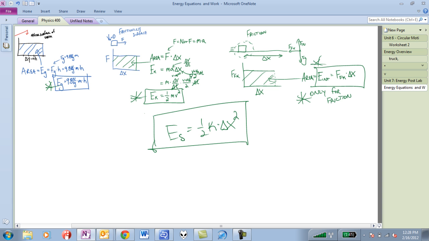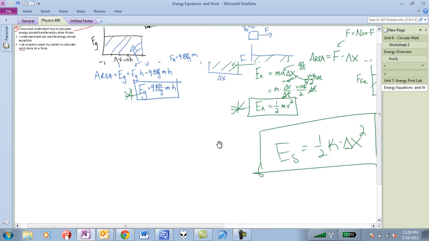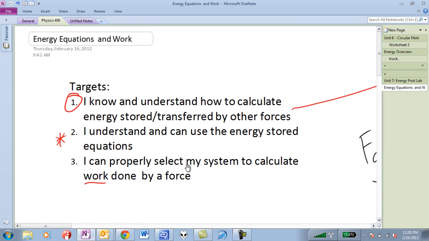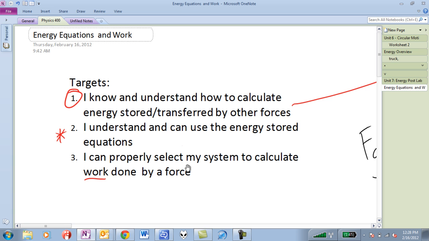So this lesson really was based around, let me go back over here, number 1 and number 2. Number 1 being, I know and understand how to calculate energy stored or transferred from other forces. Key idea here is, how do you calculate energy? It's always taking the area of the F versus delta X graph. You have equations now that are generalized for that, but the key idea is you can always go to that F versus delta X graph.